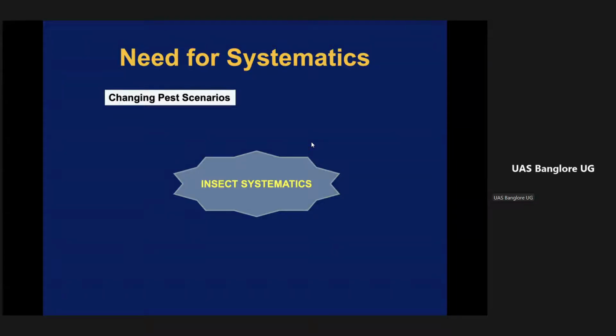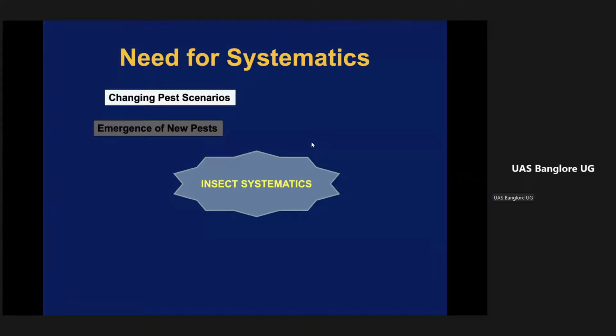Elytra is nothing but the hard forewing of beetles. All the beetles have a hard elytra, so they all belong to the order Coleoptera, right? Anyway, the change in pest scenario: earlier they were not pests, but they are becoming pests. We are importing a lot of crops and new varieties, so there is a change in the pest scenario.